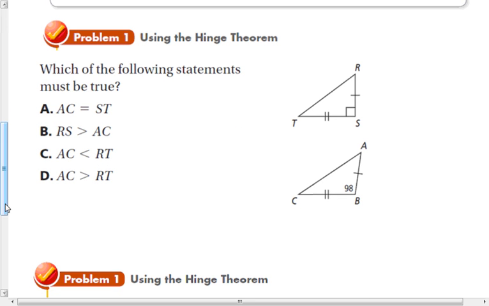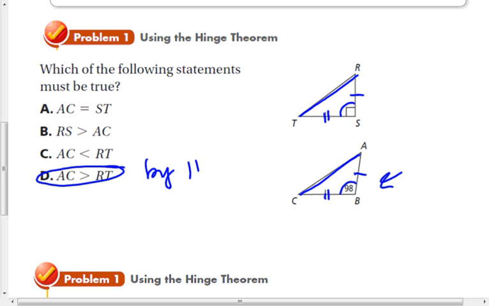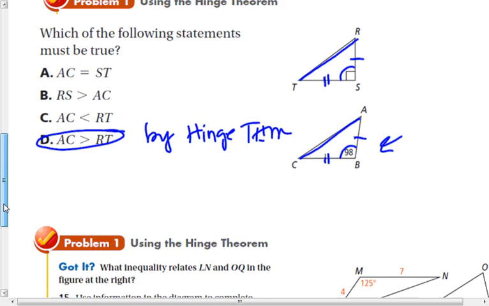All right, problem one, we're going to use the hinge theorem here. Which of the following statements must be true? So what we have here is this side congruent to this side, and then if we look at these included angles, we see that the angle in triangle ABC here is greater than the angle in triangle RST. So by the hinge theorem, that tells us that this side has to be greater than this side. So we're going to choose D. AC is greater than RT. And our justification is the hinge theorem. All right, you try that.